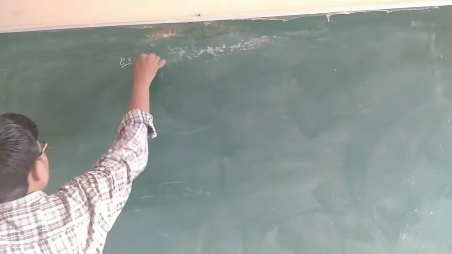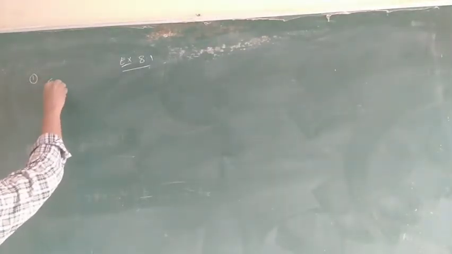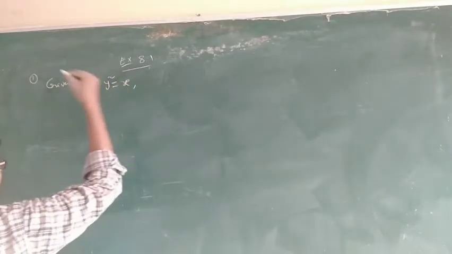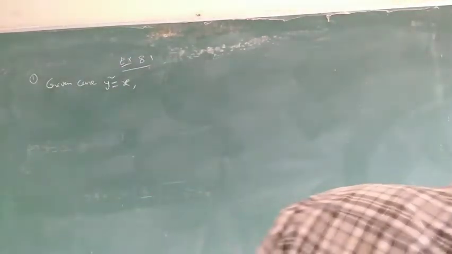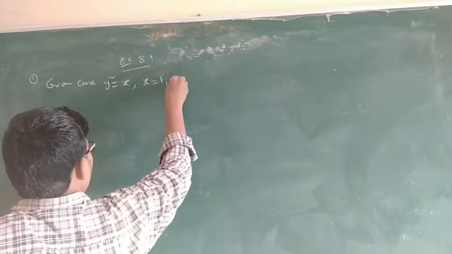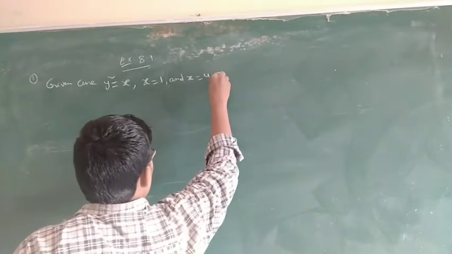Find the area of the region bounded by the curve y square is equal to x. So, Exercise 8.1, first one. Find the area enclosed by the curve y square is equal to x. So the given curve is y square is equal to x, and the lines x is equal to 1 and x is equal to 4, and the x axis.